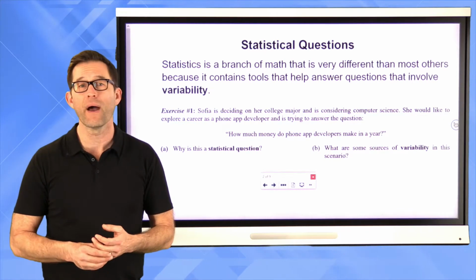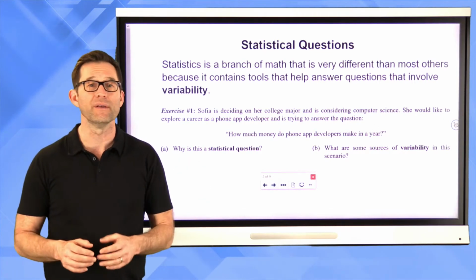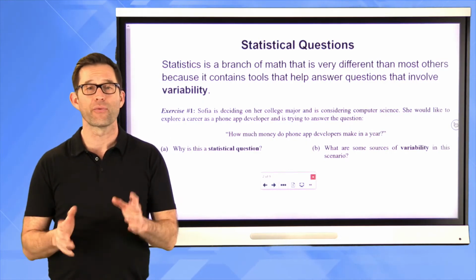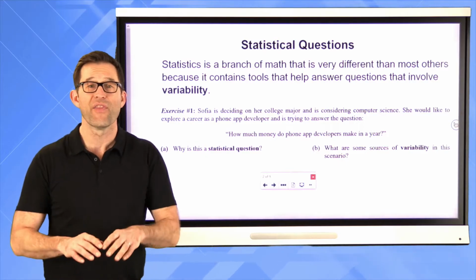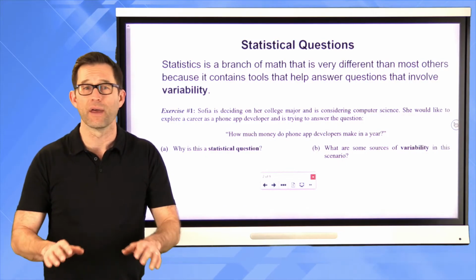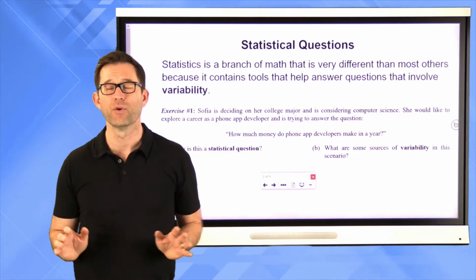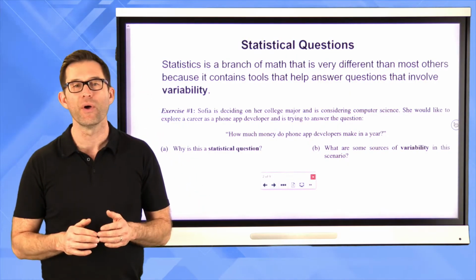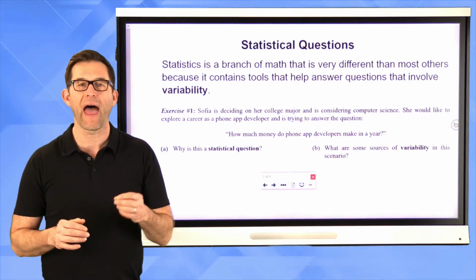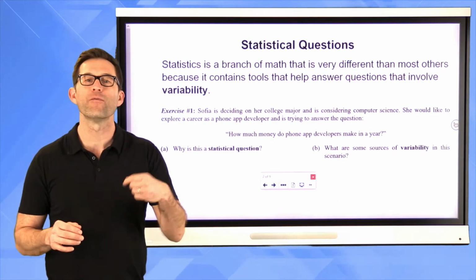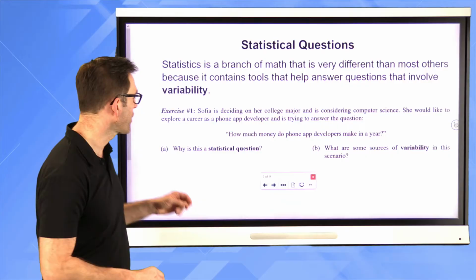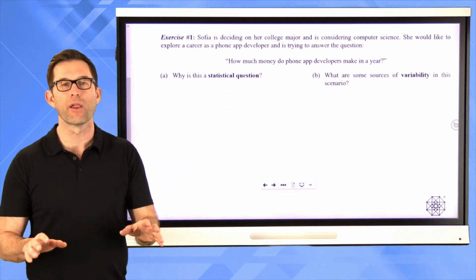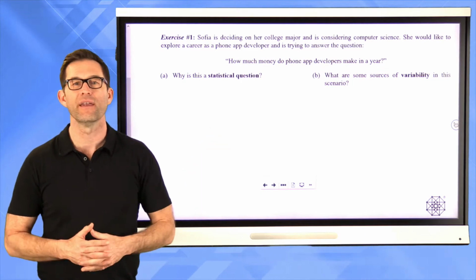When you ask, how many cookies does each friend get? I've got 12 cookies, I've got 3 friends, how many does each get? That doesn't involve variability. They each get 4. But there are many questions, especially in the real world, where the answer to the question actually has to account for variability. Those are the kind of questions that the field of statistics was developed to address. So let's take a look at exercise number 1.